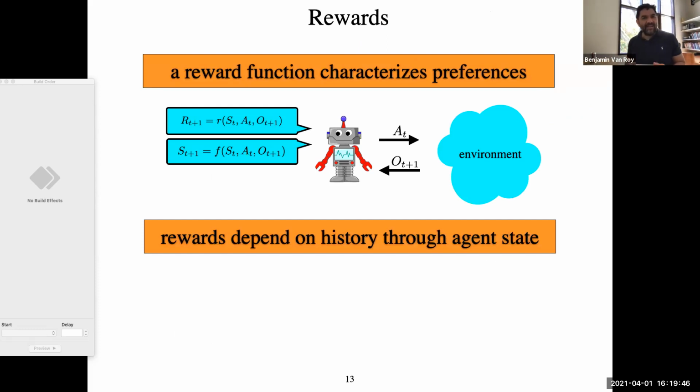So what is the agent after? Well, we're going to characterize the designer's preferences in terms of a reward function. There's this function R that is hard-coded by the designer, and at each time it produces a reward R_{t+1} based on the aleatoric state, the action, and the observation. The agent, as it operates, assesses how well it's doing by using this reward function. And also, in order to keep track of where it thinks it is in the environment, the agent is always updating this aleatoric state using the update function f.